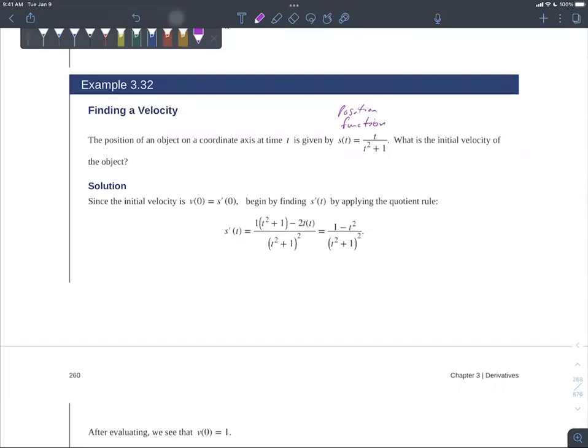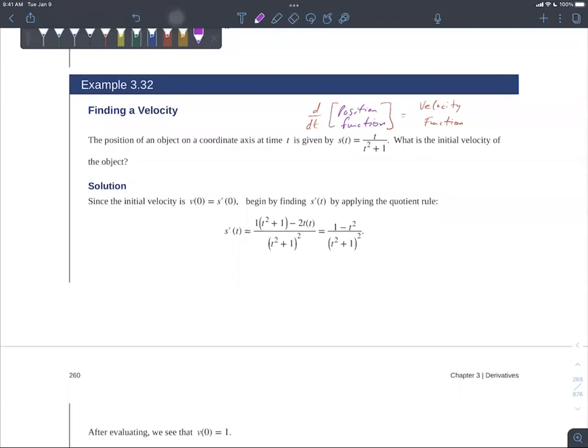So let's go ahead and, so the position function, if we take the derivative, this is a function of time, so we're going to take the derivative with respect to t. The derivative of the position function gives us the velocity function. Okay, so the derivative of the position function is the velocity function. And so let's go ahead and take the derivative.